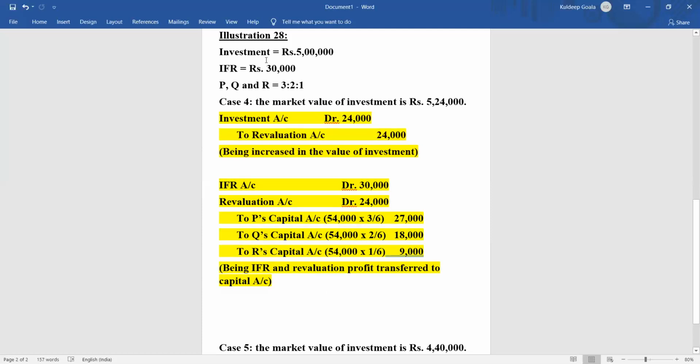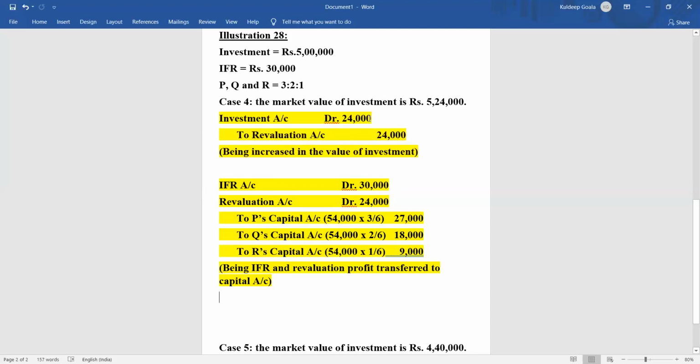So what will happen? The asset increases, and an asset shows a debit balance. If it is increasing, it will be debited. So the investment account is debited, and the profit of 24,000 will be shown in the revaluation account. So, to revaluation account 24,000. Then next comes the investment fluctuation reserve, that is 30,000, and this revaluation 24,000.